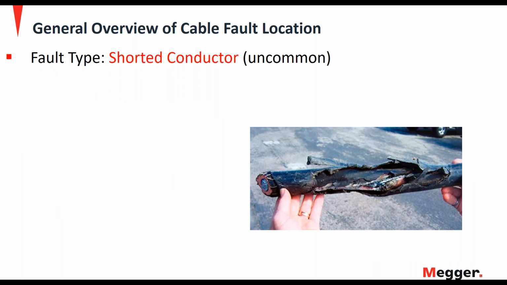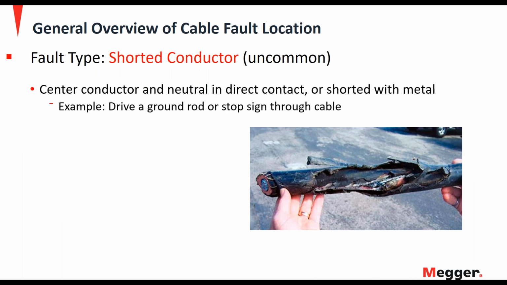And finally, we have shorted conductor. This is not very common, but this would be an example of where the conductor and the shield, the neutral concentric, are in direct contact with each other. An example of this would be a ground rod or a stop sign that drove right through the cable and shorted the conductors together. It does happen, but it's not very common.